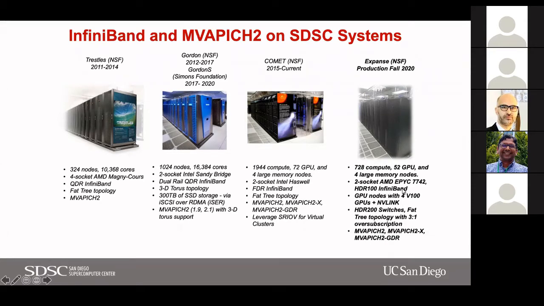And then the upcoming system Expanse, which should be in production in October, is essentially 728 nodes of AMD EPYC 7742. It's the Rome processor with HDR100 on the nodes. And I'll go into a little bit more detail in the architecture piece. It's also a fat tree topology with 3:1 oversubscription.